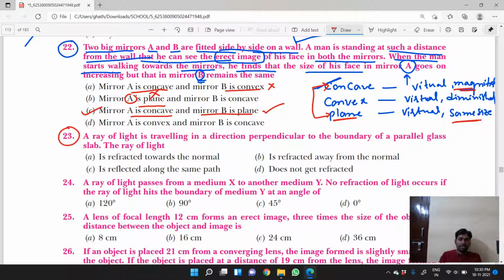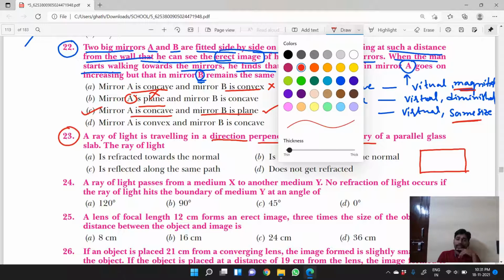Next, the 23rd question. A ray of light is traveling in a direction perpendicular to the boundary of a parallel glass slab. What happens to the ray? That is the question. If you see question number 23, the direction is perpendicular to the boundary, as there is a glass slab here.